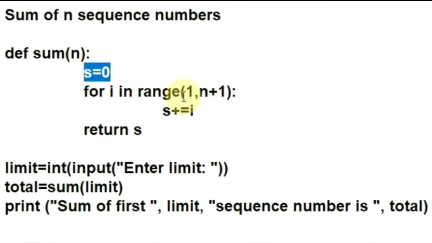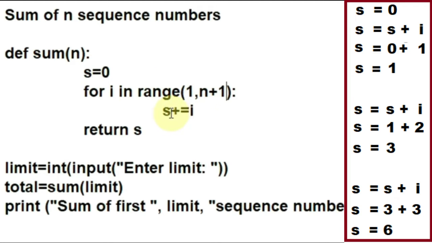The for loop will range from 1 till 6 because this is exclusive. If you write n, that is 5, the value of i will range from 1 to 4. But when you make it 6 here, the value of i will range from 1 till 5. So in the first iteration, the value of i will be 1. That 1 will be added to the variable s. Because there is no step value, the step is considered to be 1.